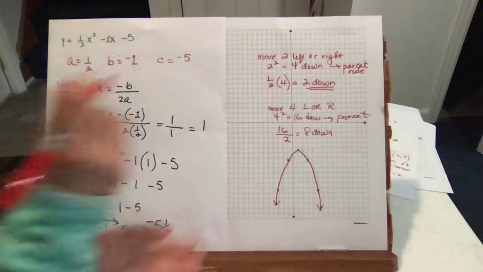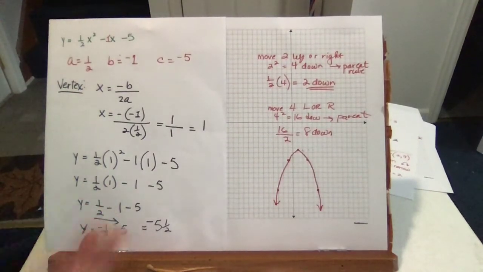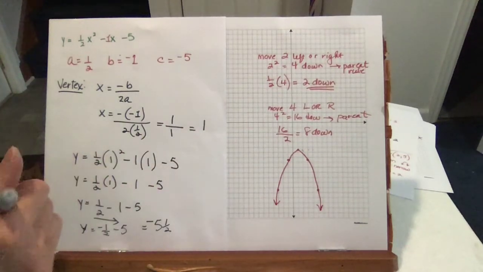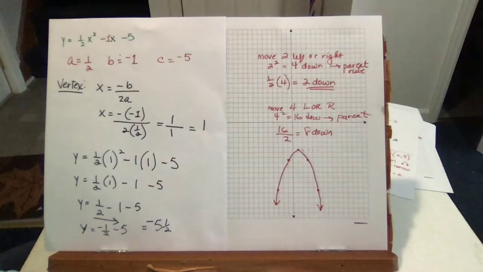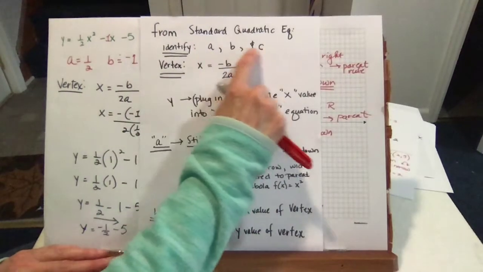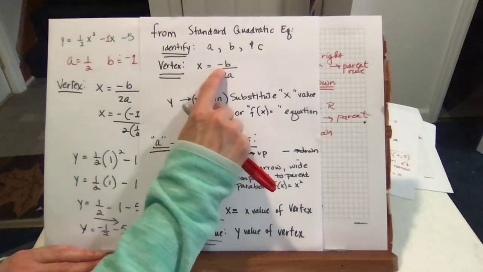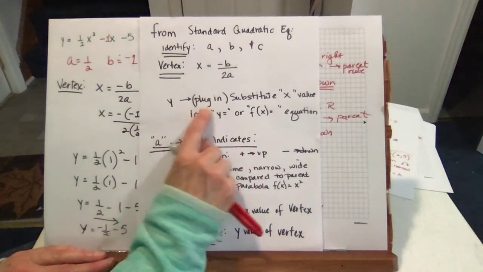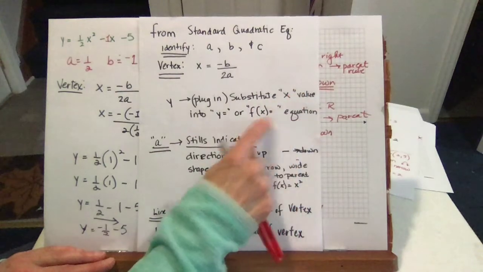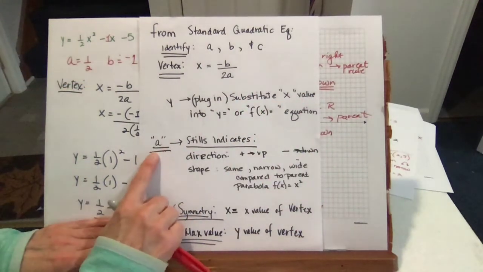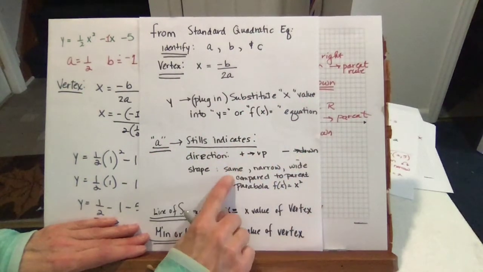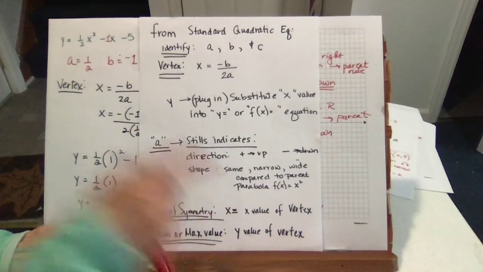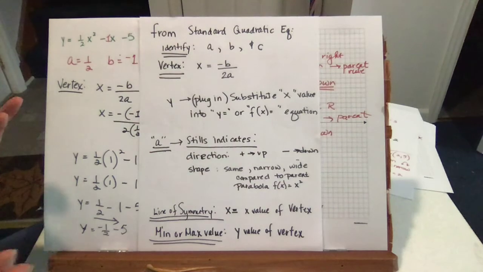And if you use IXL, that's how you would do it on IXL, as you saw from the vertex form. And that's how you graph quadratic equations that are in standard form. A real quick review: identify a, b, and c. Get your x vertex by doing negative b all over 2a. Take that value, plug it into your f of x or y equals, and get your y value. You got your vertex. A still tells you up or down, tells you about the shape, and you can still identify your line of symmetry and min and max value from your x and y values of your vertex.